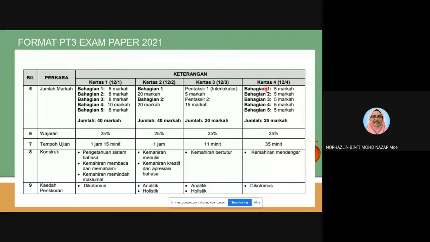And then Paper 4 is your listening. Each section is 5 marks, so the total is 25 marks. This paper is only 35 minutes. Only 35 minutes. So take good care of your ears from now on. I would like to emphasize, remember the total score and also the duration, so that you know how to set your strategy from now. Don't ask again, teacher, how many marks, how many marks, I don't want to answer anymore. From now, please remember.